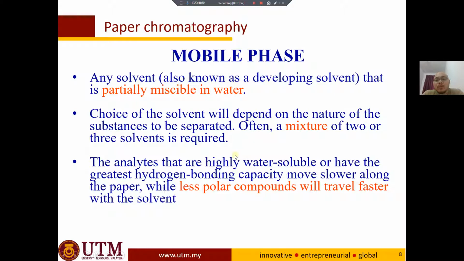The analytes that are highly water soluble or have the greatest hydrogen bonding capacity will move slower along the paper, while less polar compounds will travel faster with the solvent. As we know, water is bonded with the cellulose. So if the compound is polar, it will attach more strongly to the water, the stationary phase of paper chromatography. If your compound is polar, it will interact more. If your compound is less polar, it will interact less with the stationary phase, so it will go faster.